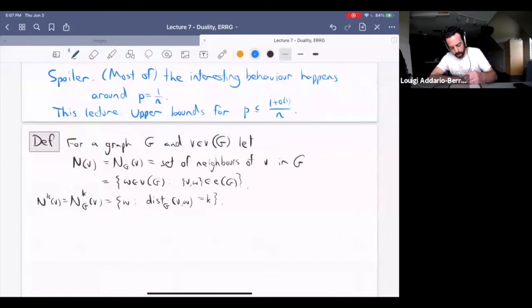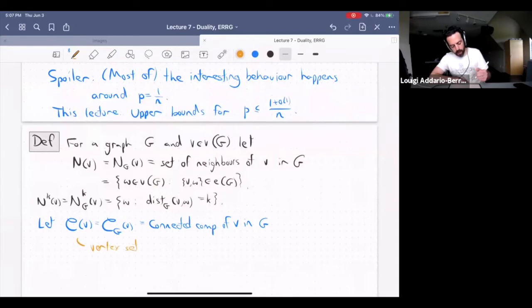And then I'll let the connected component, C(v) or C_G(v), so this is the connected component of v in G, have vertices just everything that's at finite distance from v in the graph. So that's the union over k at least 0 of N_k(v).